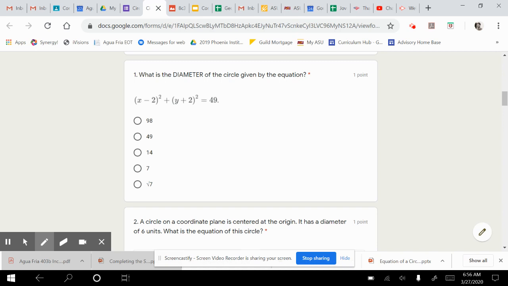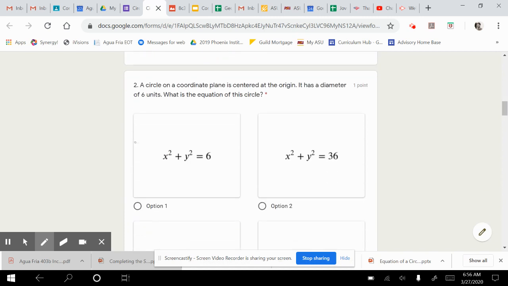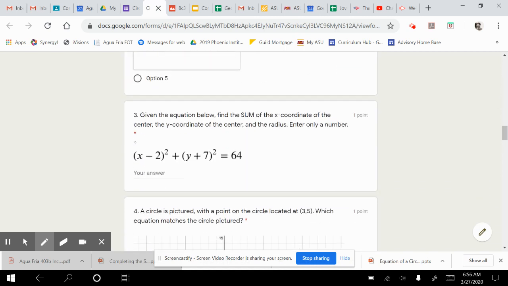One quick thing I just want to point out here is that a big thing to be successful is to read your questions closely. So this question is asking for the diameter. You can look at this value here to find the radius. The square root of 49 will give you the radius. So the diameter is going to be double that. So make sure you're reading the questions closely. Okay, I think that one's all right.